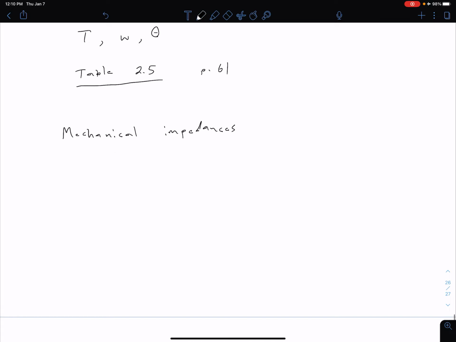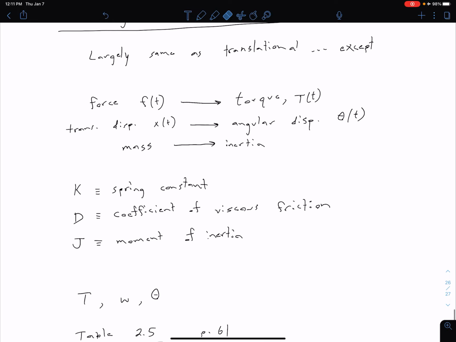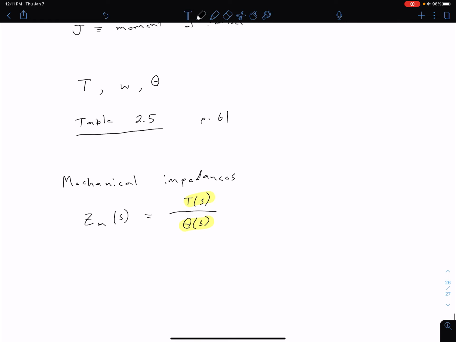So in general, our mechanical impedances for rotational systems are going to be defined as Z sub m. Again, we have that m subscript to indicate it's a mechanical impedance and not an electrical impedance, as the torque as a function of s divided by the angular displacement as a function of s. So again, notice these are functions of s. So this torque and angular displacement are the Laplace transforms of our torque and angular displacement up here, which are in our time domain.